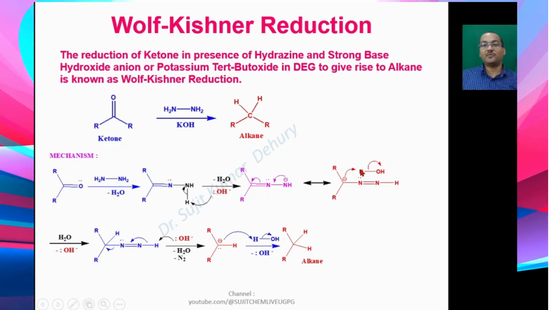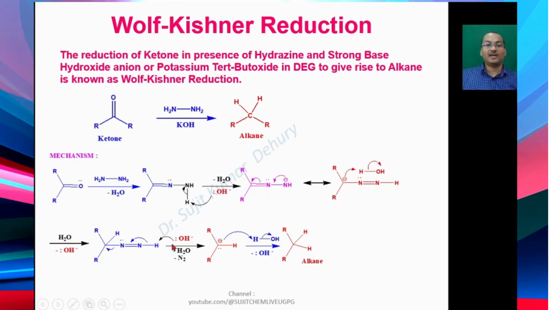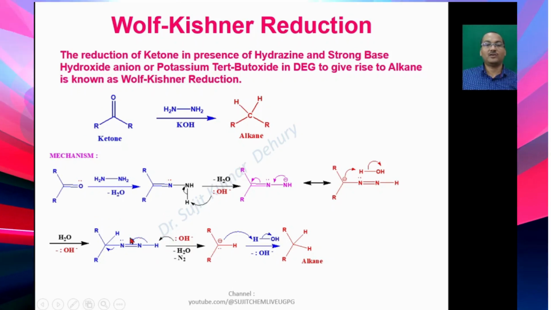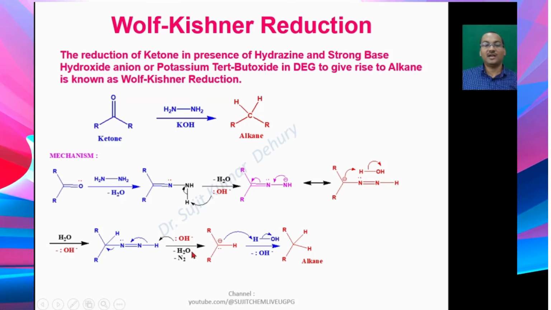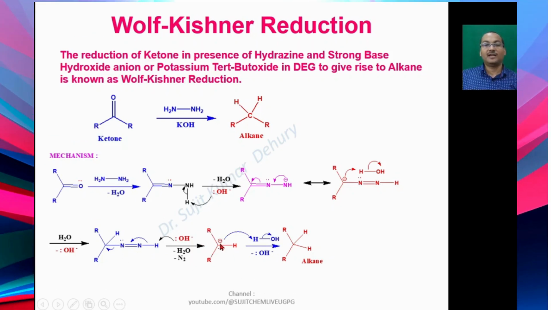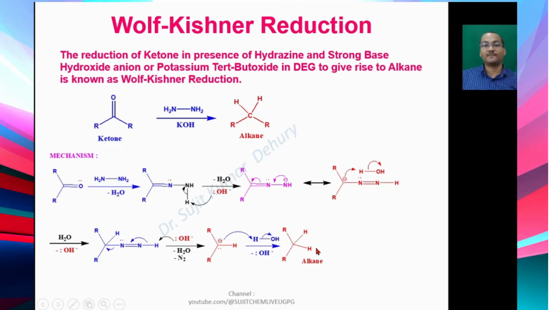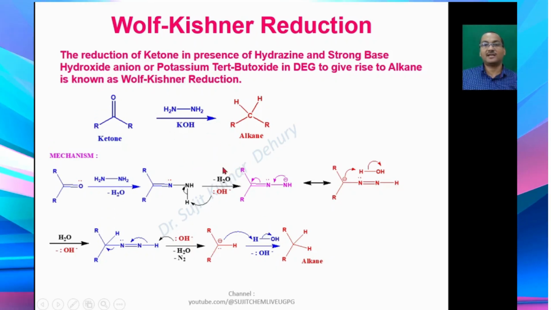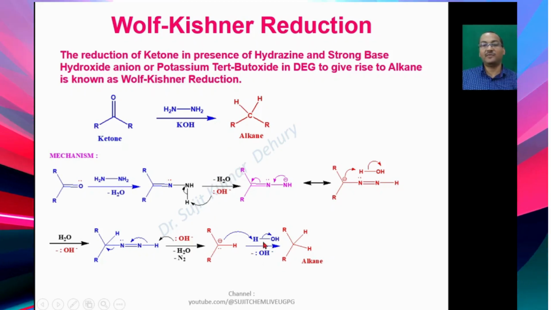This carbanion takes a proton from water and generates OH minus ion. Again the OH minus ion will take this proton and this bond will come here, and this C-N bond will break on carbon. As a result it will lose one molecule of nitrogen and you generate a carbanion like this. This carbanion will take the proton from water and regenerate the OH minus ion. So you end up with the alkane, and here the OH minus ion just acts as a catalyst, because the catalyst we use we get back at the end of the reaction.